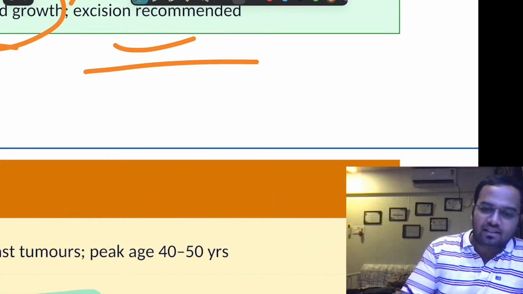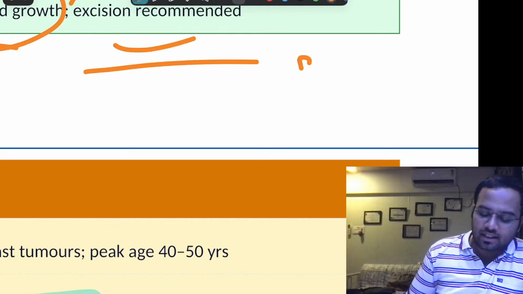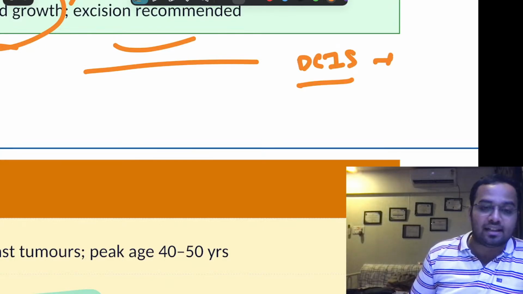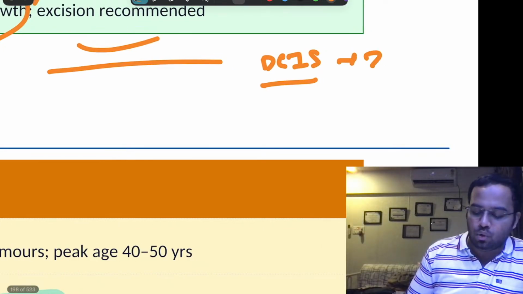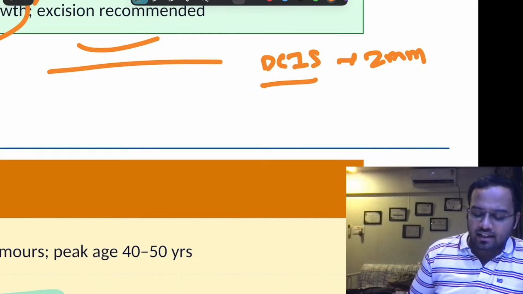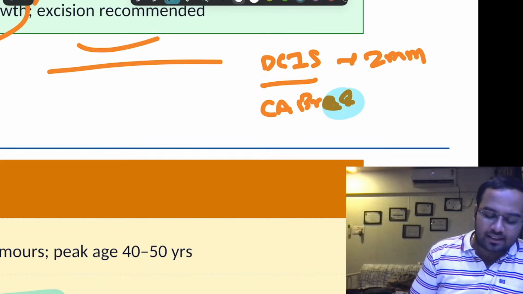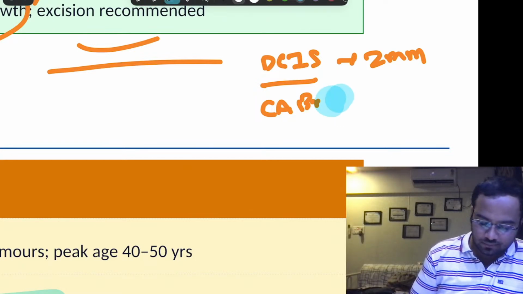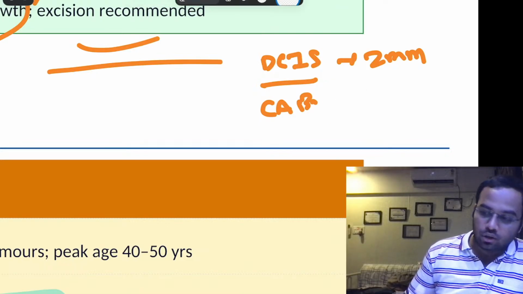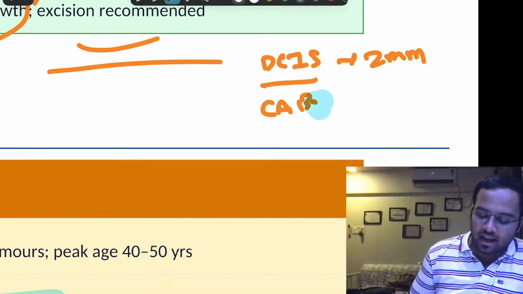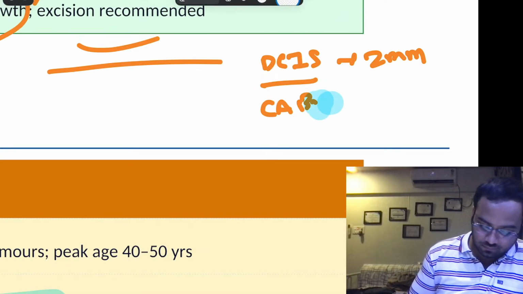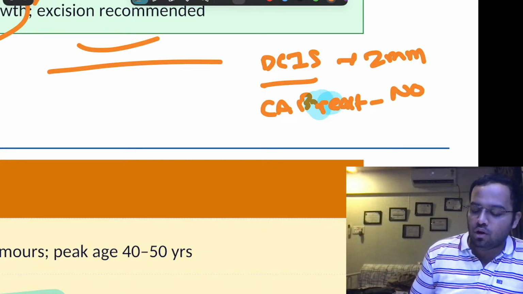So first thing we are going to talk about is the DCIS. So when you are going to excise DCIS, a 2 mm margin is required. Sir, when it is a CA breast, if CA breast is diagnosed, then here you can go for an excision with no tumor at ink. CA breast, then no tumor at ink.